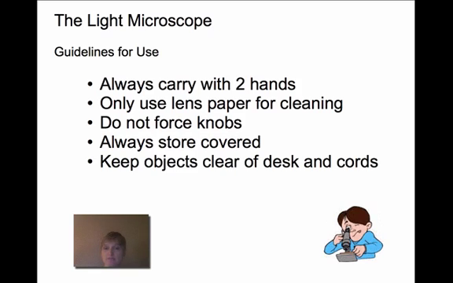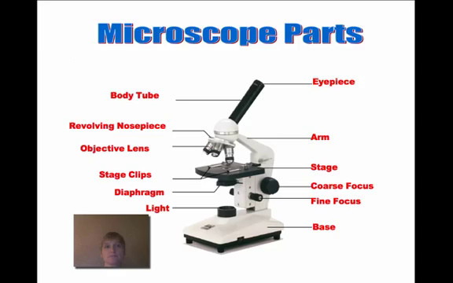We store them covered, so if you put a microscope back onto the cart, you need to put the plastic cover back on it. And when you're using the microscopes, you want to keep the objects clear of it. So the things that you're using at the lab bench need to stay away from the microscope, and the cords need to stay up around the microscope and not be dangling down so that they can catch on things and pull the microscope off of the bench.